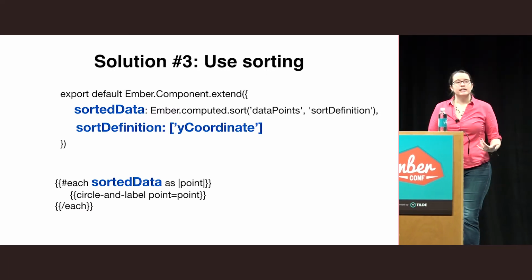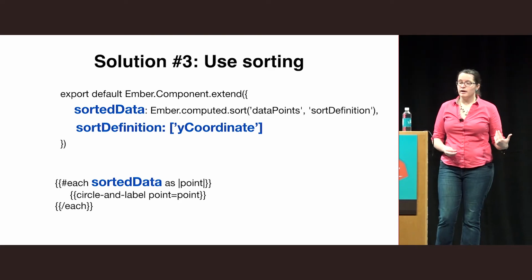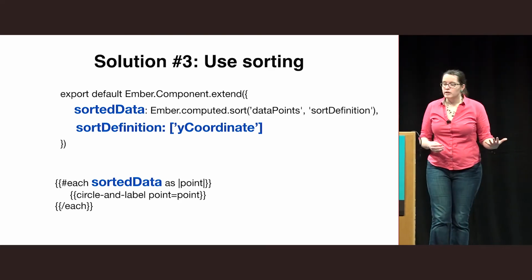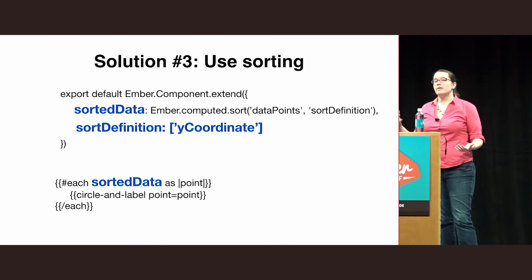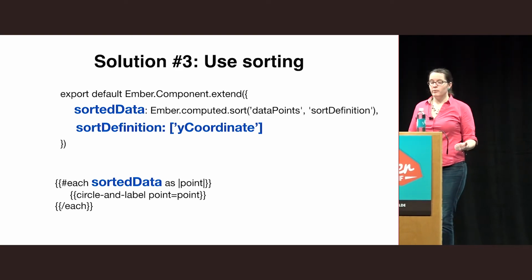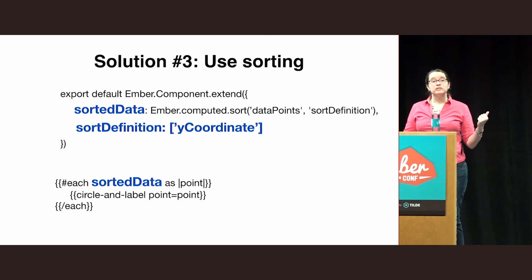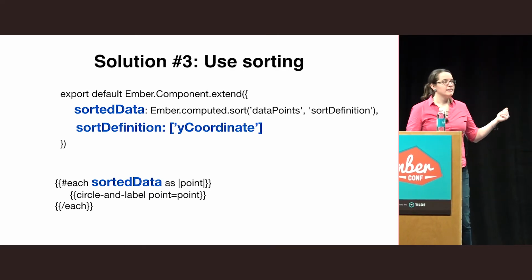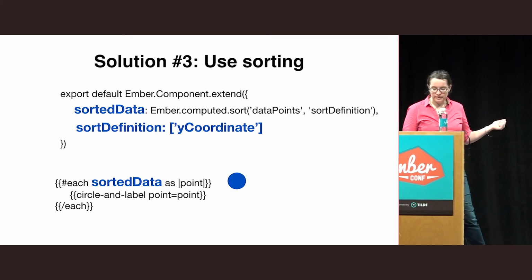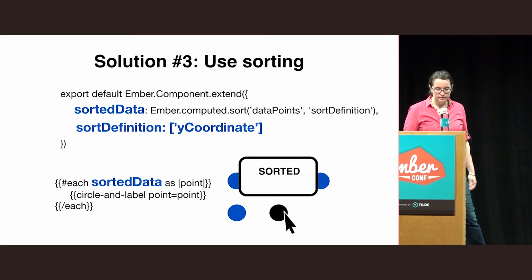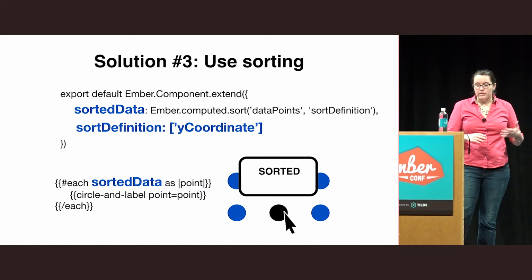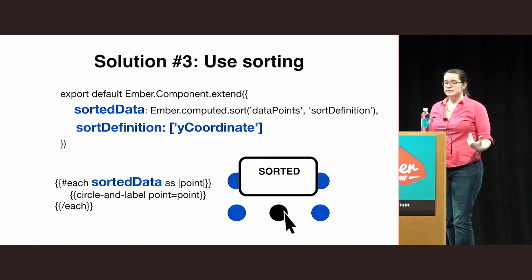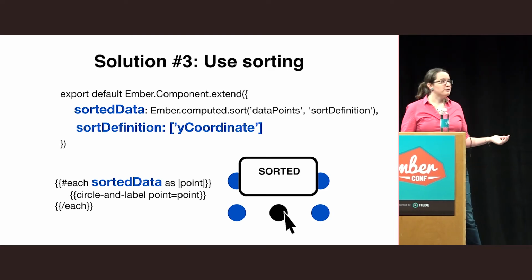The solution here is to be thoughtful about paint order and how it affects your app. What I did was write a sort definition based on the y coordinates of those data points, so that the data with the lowest y coordinate gets rendered first. And here's how that turns out. Now, the points and labels of lower rows will always be lower in the DOM, and we've eliminated that overlap.